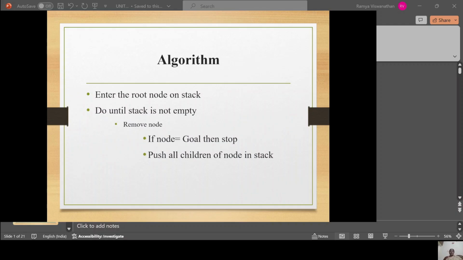Algorithm for DFS: enter the root node on the stack, and do until the stack is empty: remove the node; if the node is equivalent to the goal, then stop the iteration; otherwise push all the elements in the node inside the stack. Then the last step, you have to pop out the element.